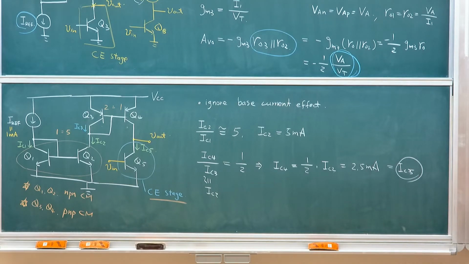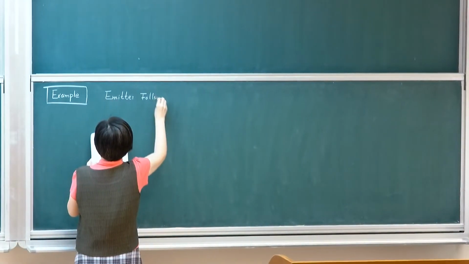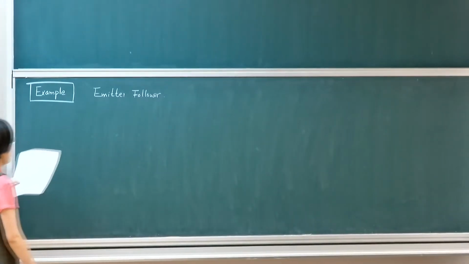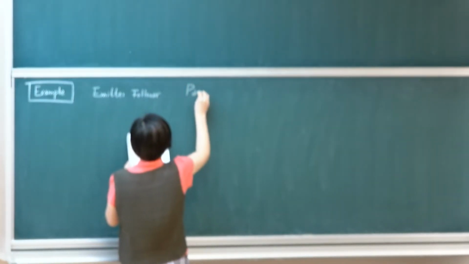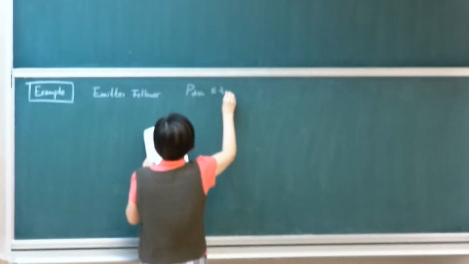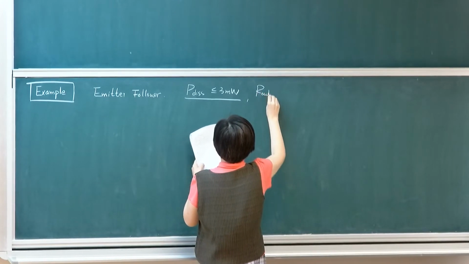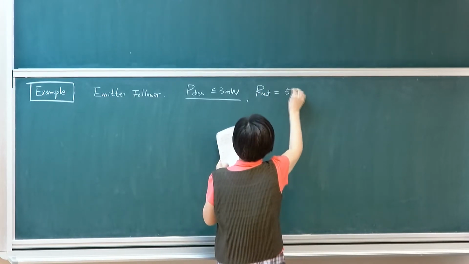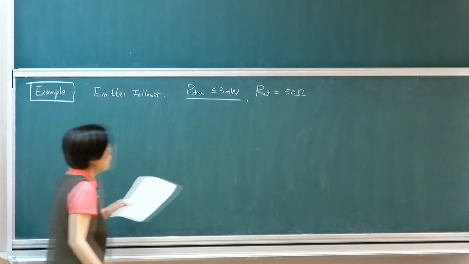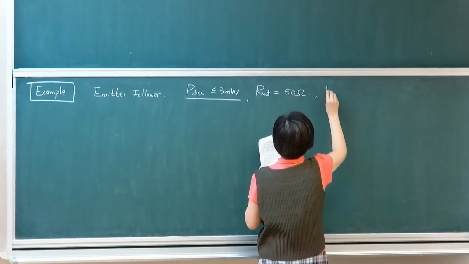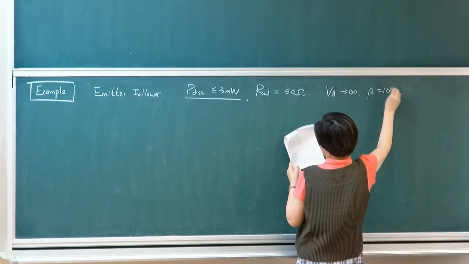On an emitter follower circuit. Emitter follower circuit design. So the basic spec, let me limit the spec. Typically, in a design problem, you'll be limited by mostly power. And then because it's a follower circuit, the design target is the output resistance. You want it to be lower than 50 ohm. And then we're going to assume the device parameters: early voltage ignored, infinite, beta equals 100. Okay?